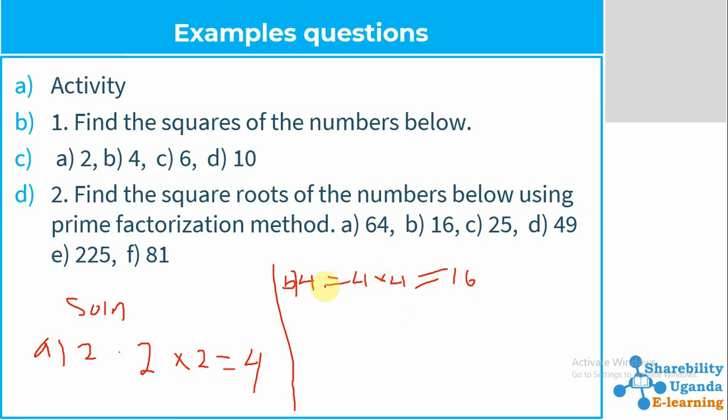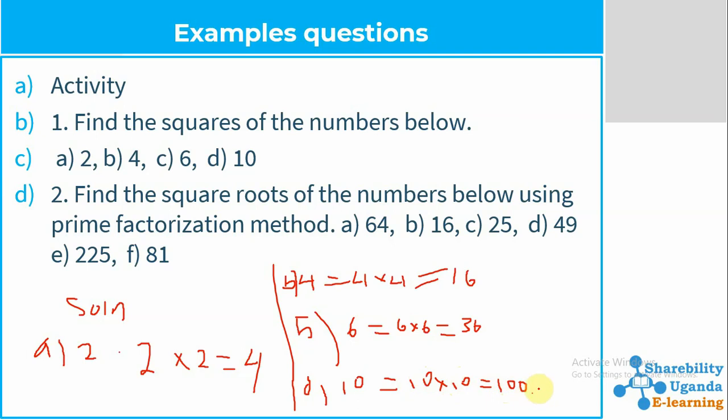Also, part C is going to be our 6, which is equal to 6 times 6. What do we get? We get 36. That simply means that the square root of 36 is 6. Then our last number, which is D, is 10. So this is the same as 10 times 10, and our answer is going to be 100.